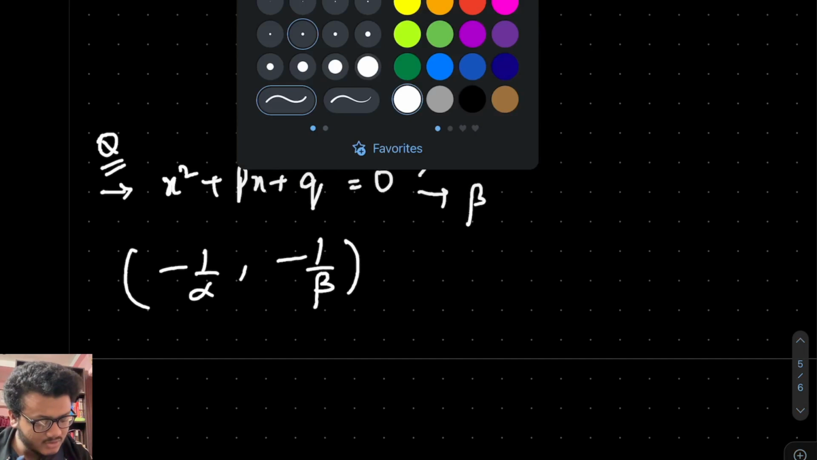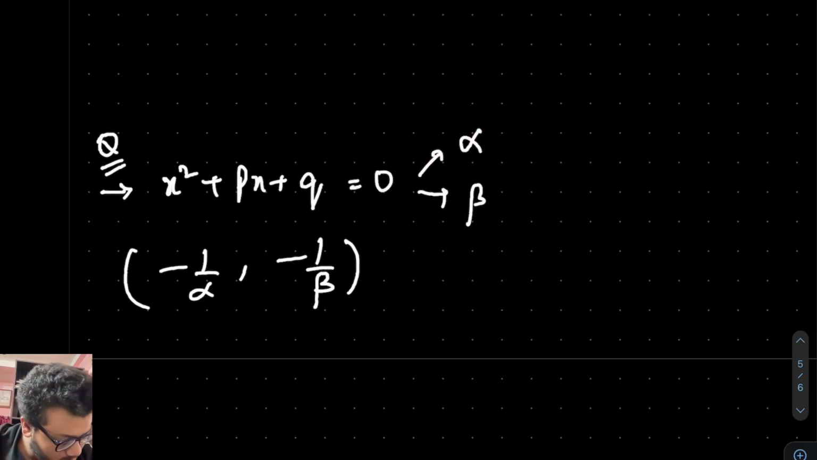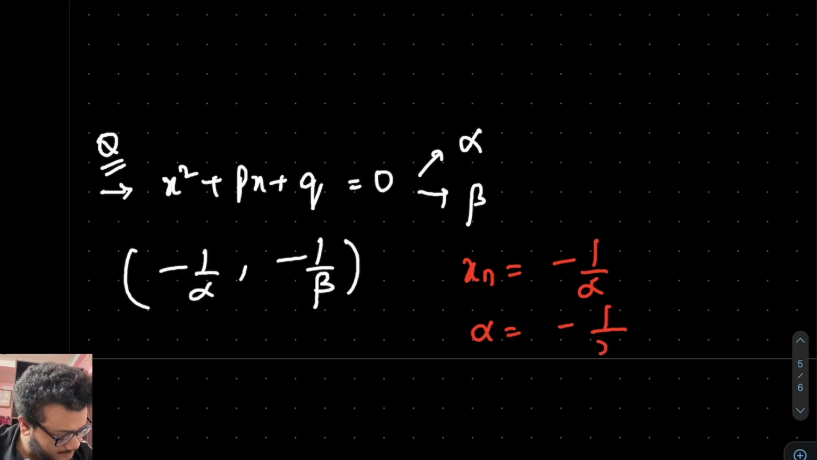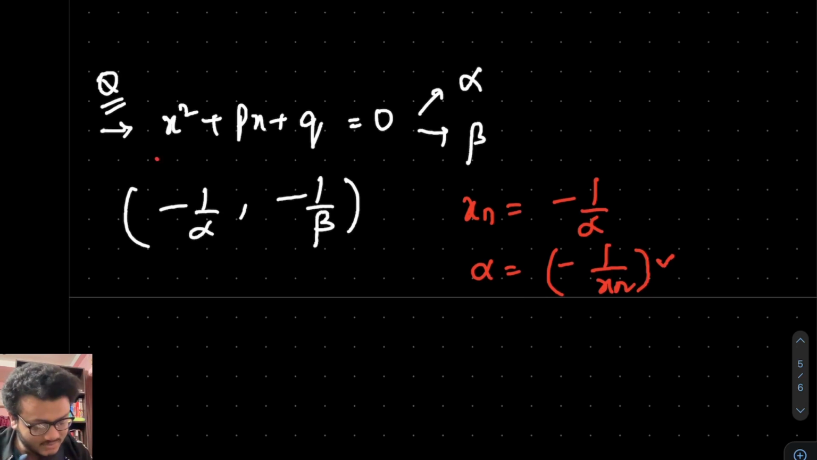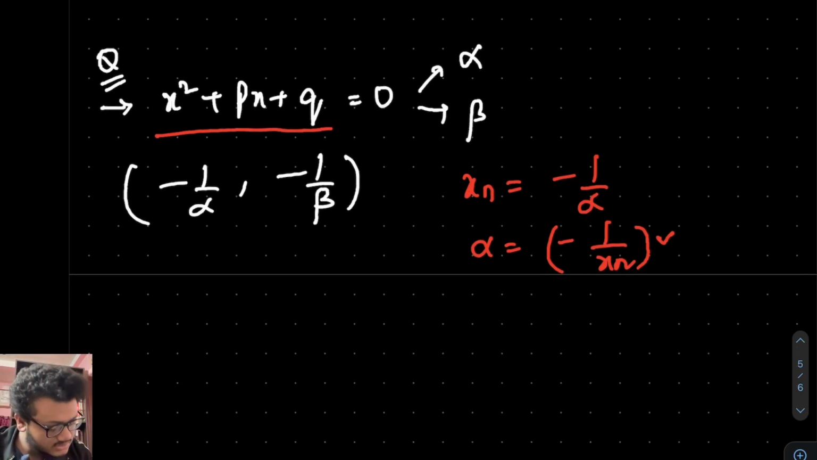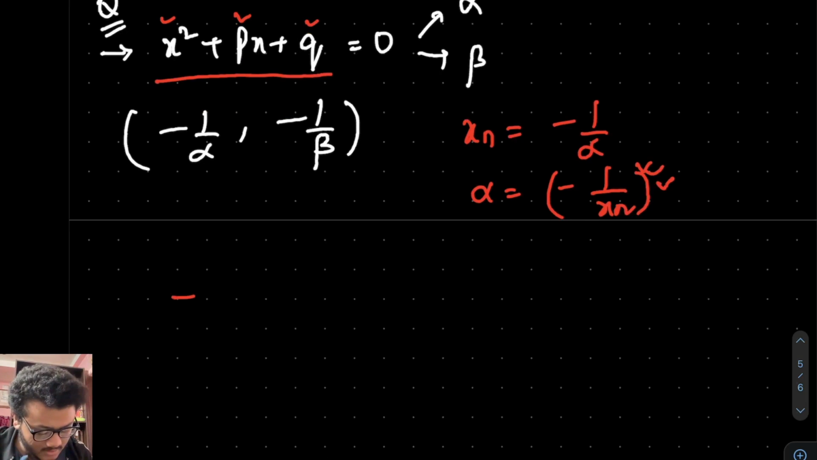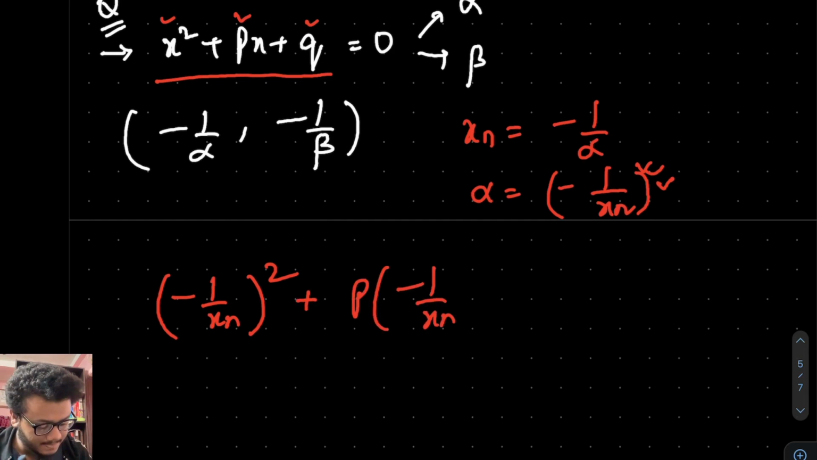Okay, so what we will do is, it's really simple. We just put x new equals negative 1 by alpha. Okay, and so alpha will become negative 1 by x new. So since alpha is a root of this equation, this expression negative 1 by x new is also a root of this expression. So we will write this expression alpha squared, that is negative 1 by x new squared, plus p by negative 1 by x new plus q. This is a new x, so we are considering it to be new x.